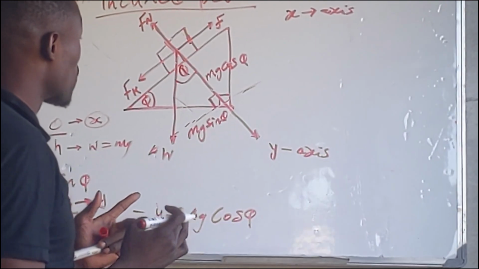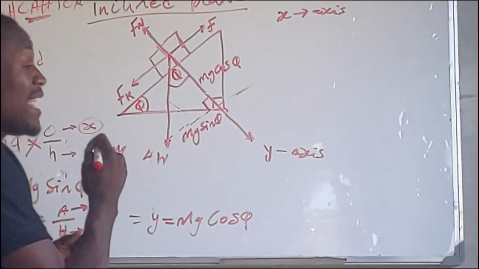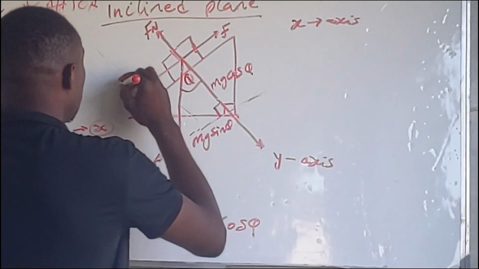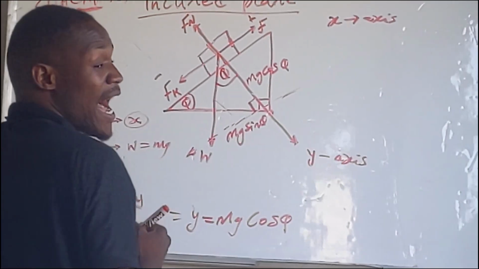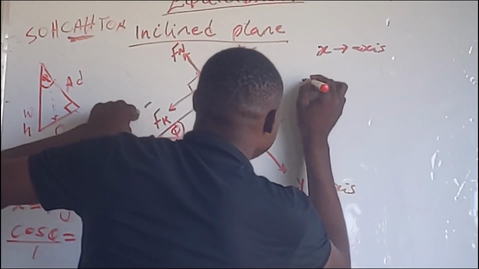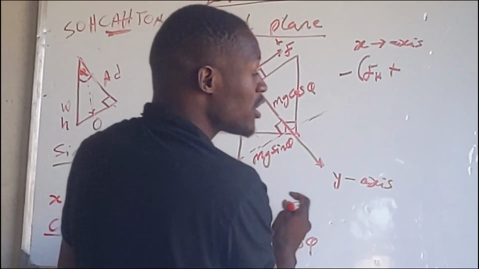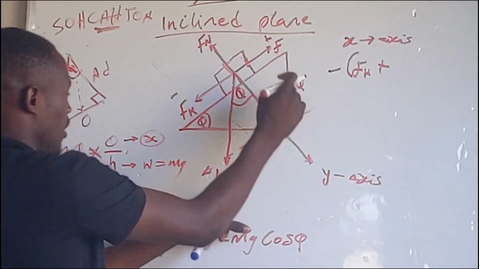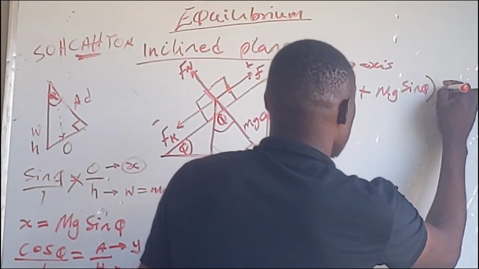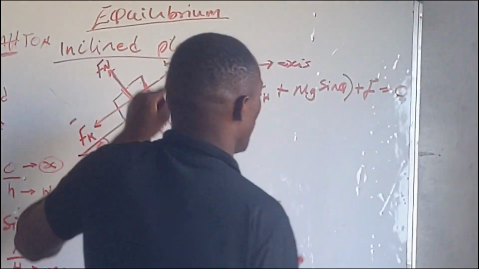Now, we know that we can say in one direction, since they are opposing each other, one is positive, the other one is negative. In this case, let us assume that the negative force is this side, then the positive forces are that side. Then we can add these forces. In this case, we can say negative of, open the bracket, the force of friction plus, because we are summing up these, they are working against this one. So plus mg sine theta, then this is positive, plus the forward force is equal to 0.